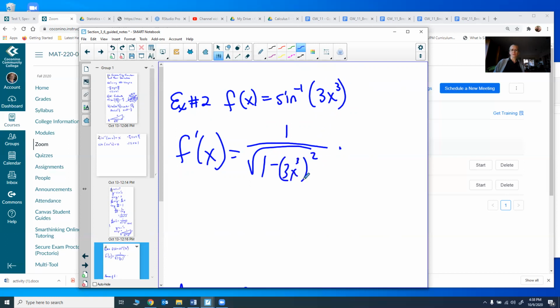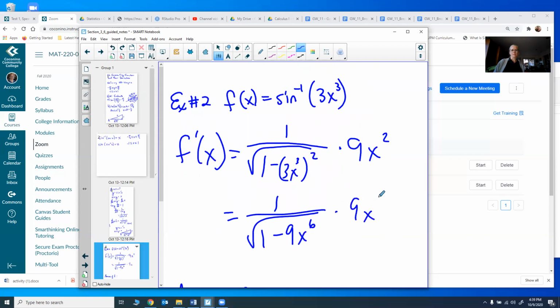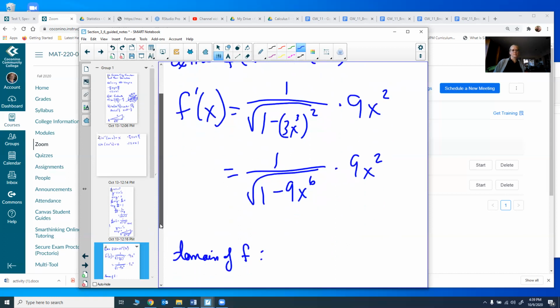So we're going to put a 3x cubed inside the whatever in the denominator, and then multiply by the derivative of 3x cubed. The derivative of 3x cubed is 3 times 3 is 9 times x squared. So we end up with 1 over the square root of 1 minus 9x to the 6th, times 9x squared. If you want to put those together, you can.